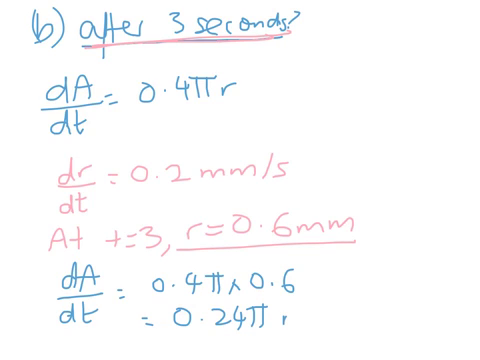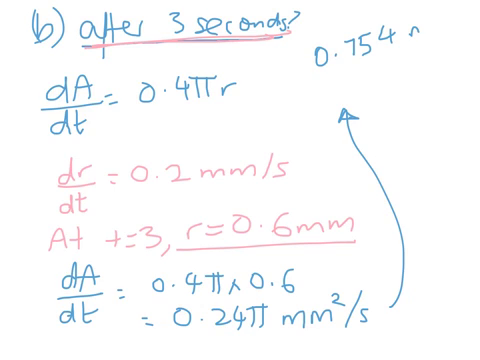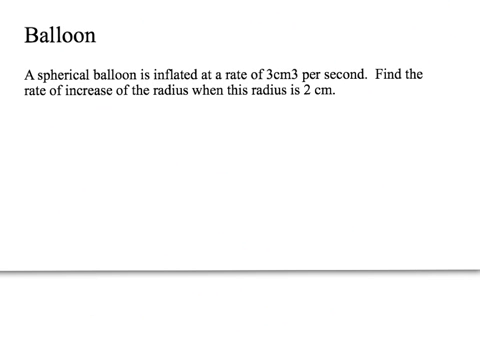Now I need to give my unit. My unit will be millimeters squared per second, or I'm going to give an approximate answer, 0.754 millimeters squared per second. And that's to 3 significant figures. Okay, the third question. Hopefully you're starting to get the hang of it.